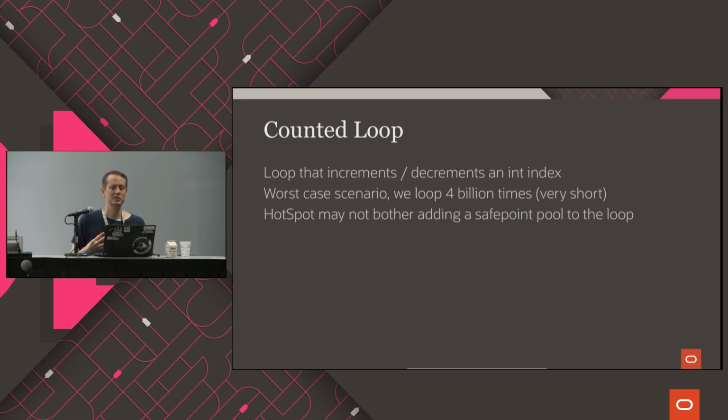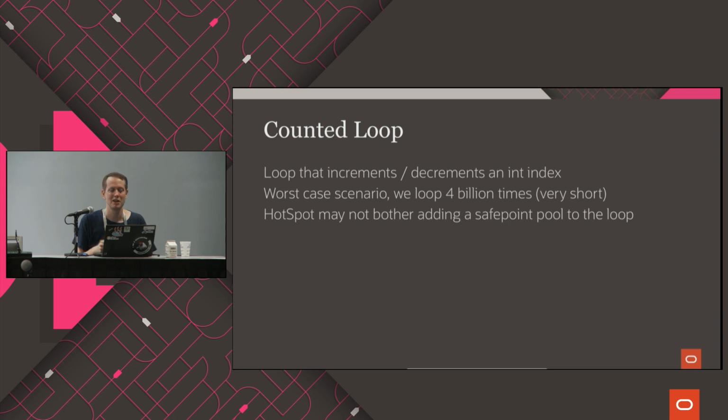So this brings us to what is known as a counted loop. A counted loop, this is a HotSpot specific term, is basically any loop where we're incrementing or decrementing an integer index, a 32-bit number. The idea here is that with a counted loop, your worst case scenario is that you could be in that loop 4 billion times. So if you started at like -2 billion and you counted up to positive 2 billion, you have about 4 billion iterations, which for modern computers, depending on what's in the body of your loop, is not going to be that long.